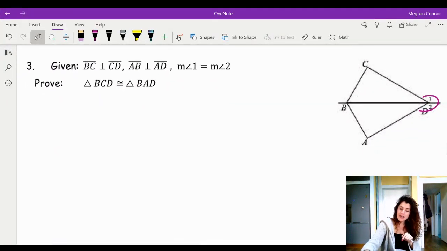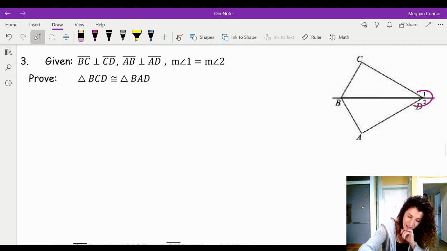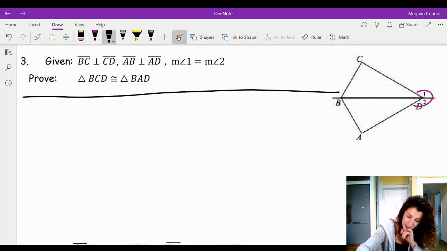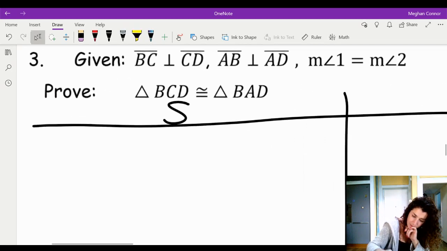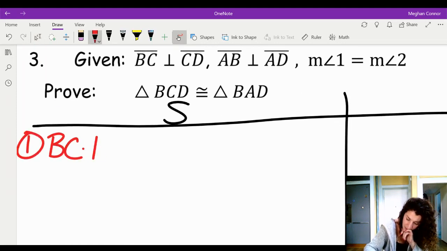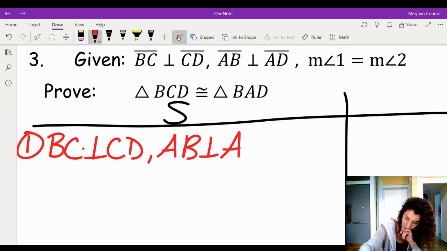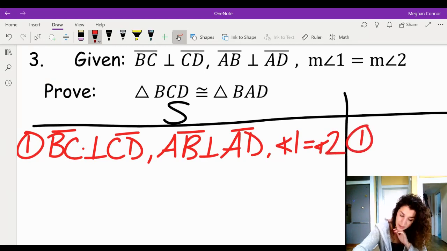I've got a couple ideas going around in my brain. I'm not sure which door to take in my labyrinth of this proof. I'm going to write down what I do know and then choose a path to take. And then angle 1 equals angle 2.